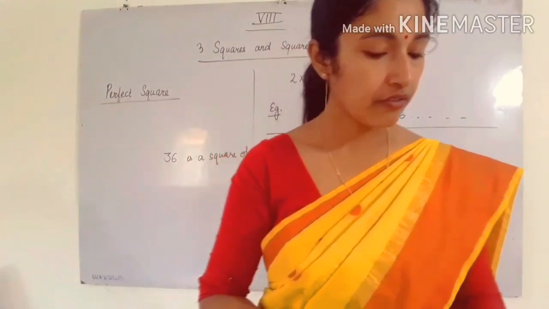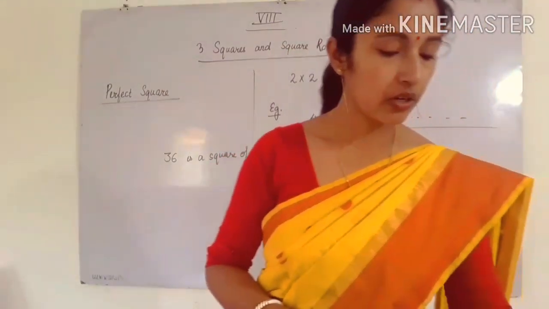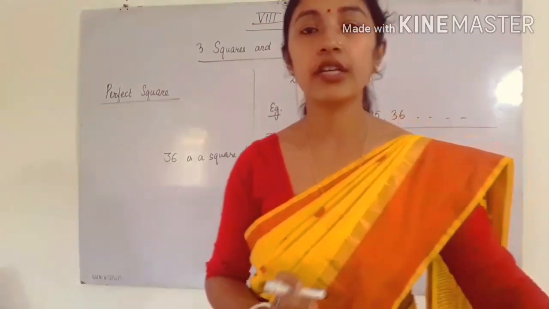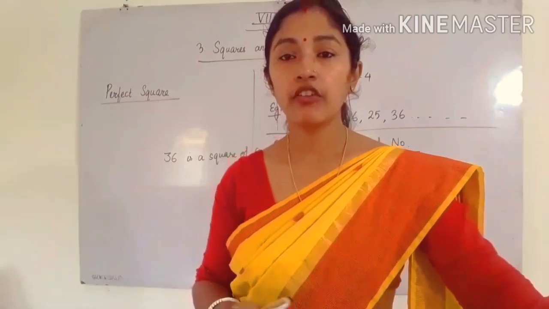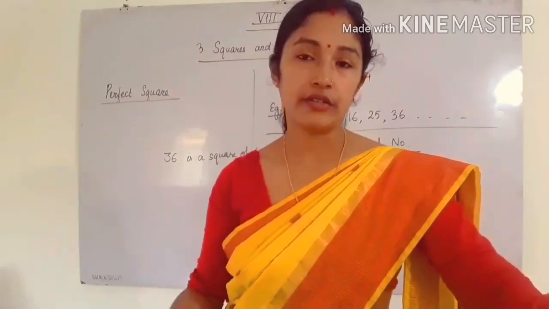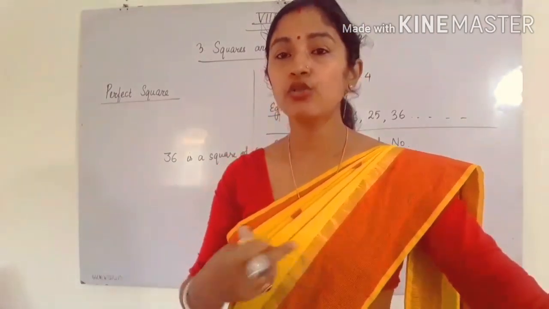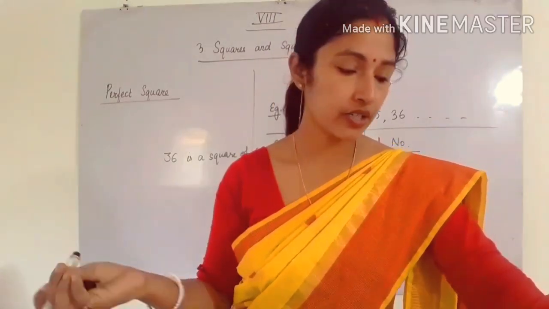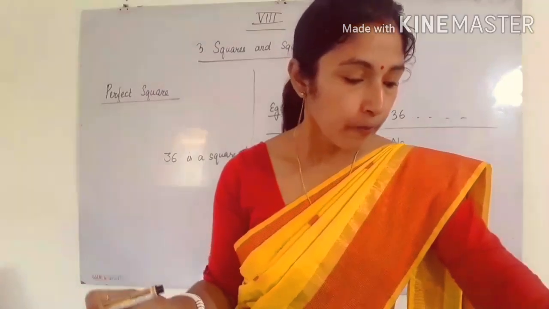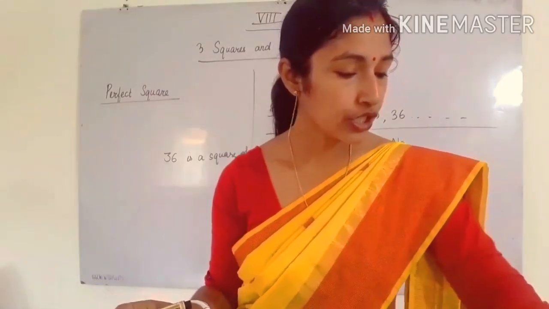So now come to exercise 3.1, question number 1. You have to find the value of this particular square. In question number 1 it is written 18 square. The meaning of 18 square is 18 into 18. So you have to multiply 18 two times, and you know how to multiply it. You already know about multiplication, you can easily do it. Okay.